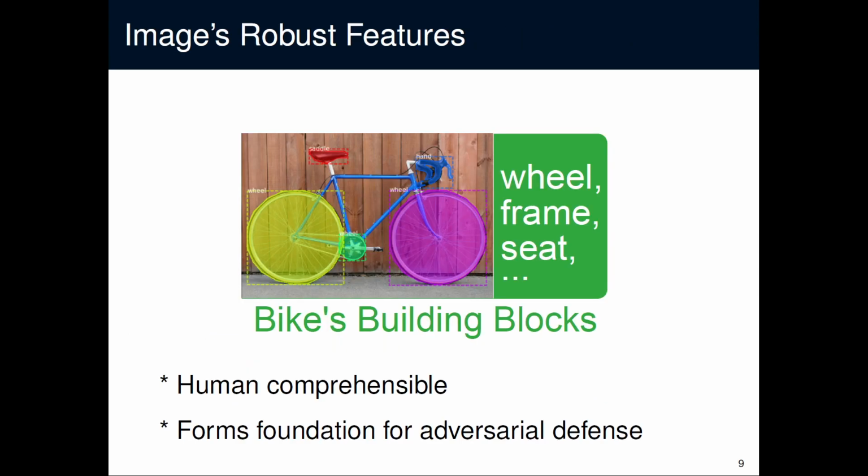So now we're going to talk about each one of these processes one by one, starting with the image's robust features. Essentially, we can consider these the bike's building blocks. It has a wheel, the frame, and the seat, and these align very closely with human intuition. They're human comprehensible, as we like to say. Essentially, this will form the foundation for our adversarial defense process.